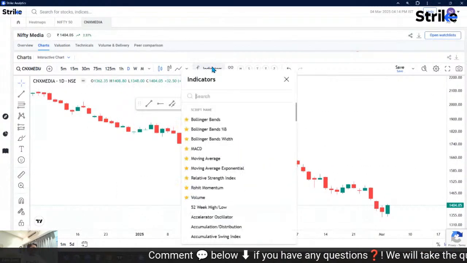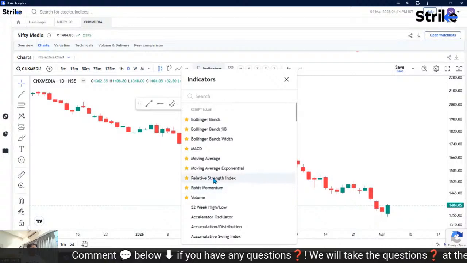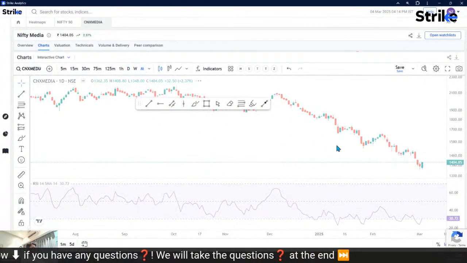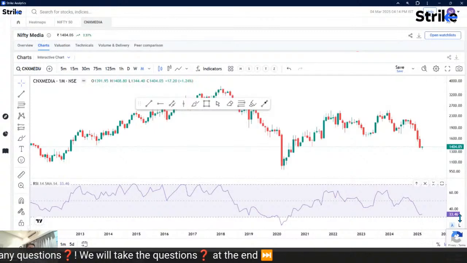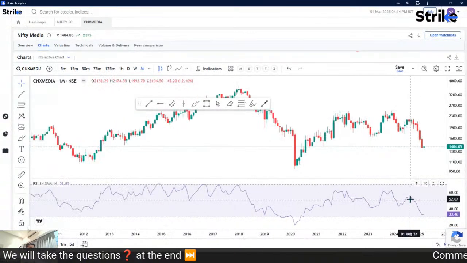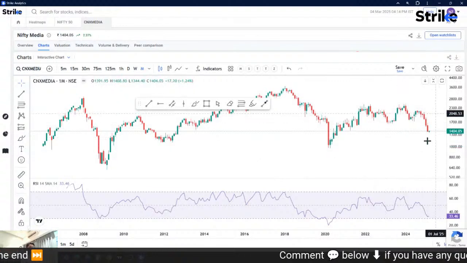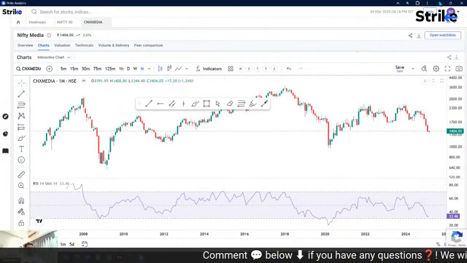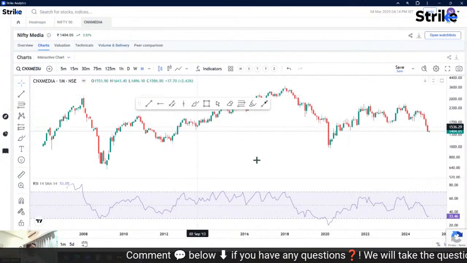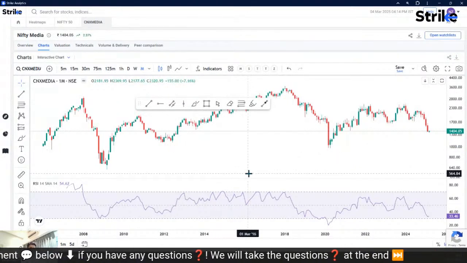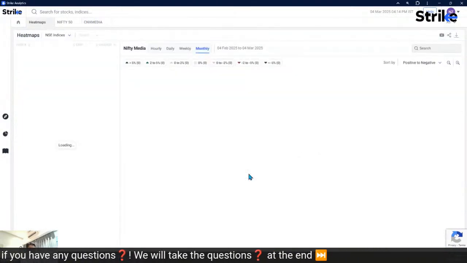Okay, so here you can just put up RSI, and yeah, 14 period RSI. You can see that on the monthly time frame, it's oversold at 33.46. So along with that, when there is some bullish pattern that gets formed over here, you can look at the media sector as well. All right. I hope you have understood this.